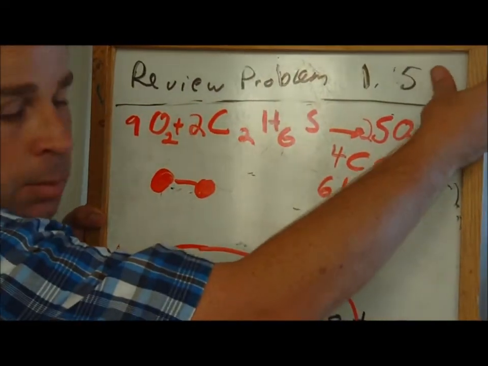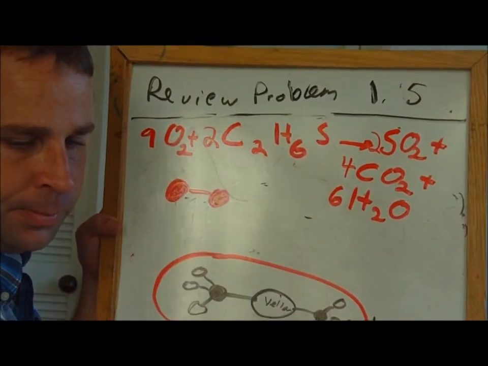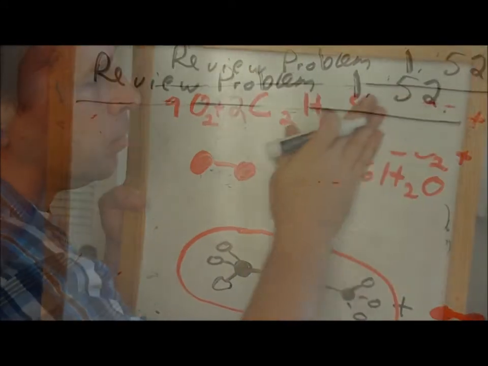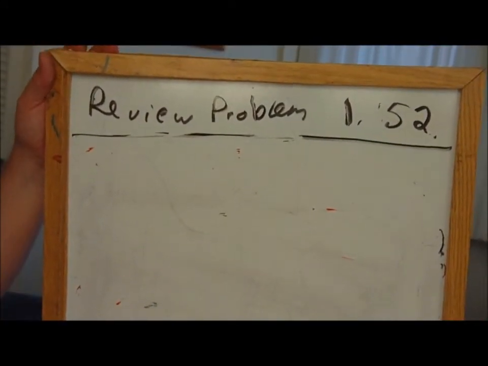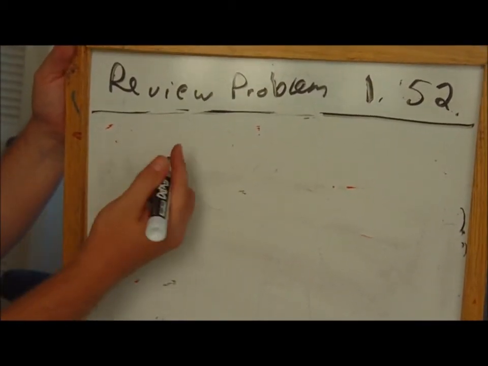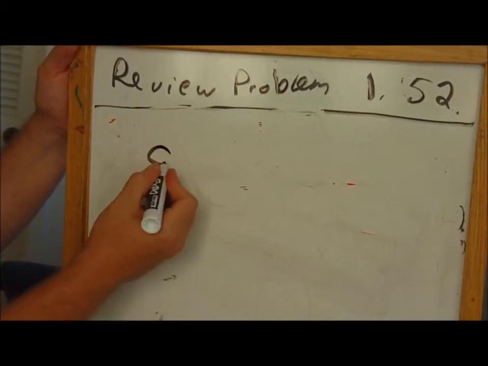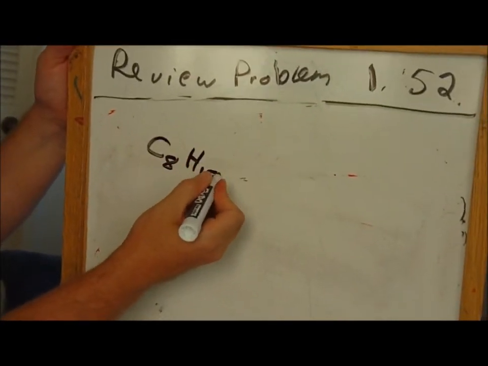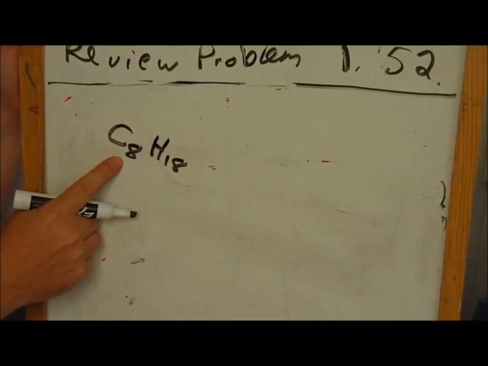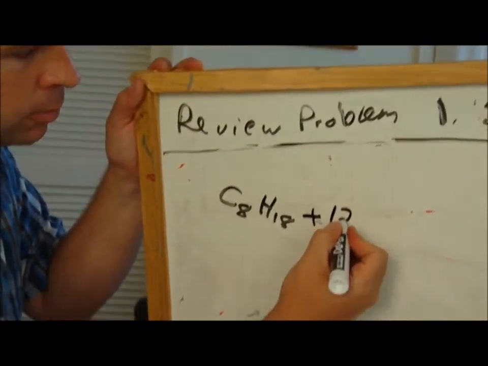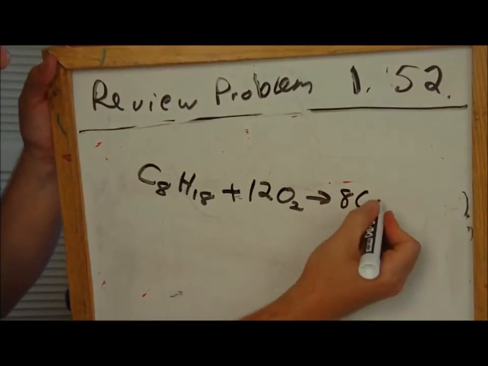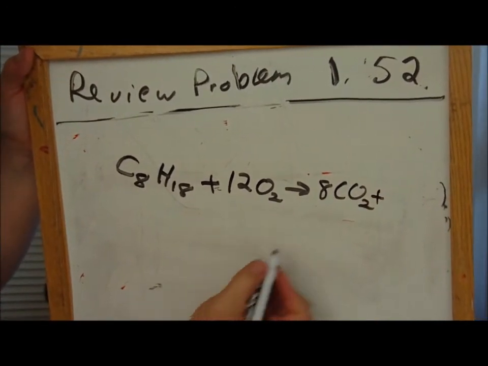So, going on to number 152 now. All right, this is number 152. Is the following chemical equation for the combustion of octane, a component of gasoline, balanced? Their chemical equation says C8H18, and we talked about that a little bit earlier, but that's octane. Oct referring to 8 carbons. Octane plus 12 O2s, yielding 8 carbon dioxides and 9 waters.